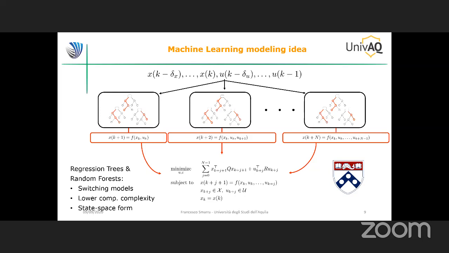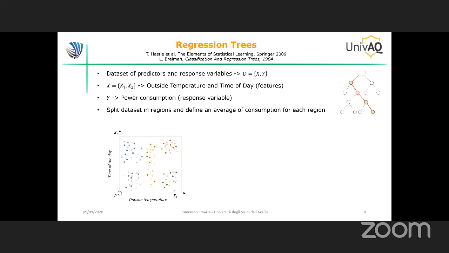But before going into the details of this methodology, I want just to give you an idea on how these regression trees work. In particular, consider, for example, a house where we can measure the outside temperature, the hour of the day, and the power consumption. What we want to do is to create a model to predict the power consumption of the house given the actual measurements of the outside temperature and the hour of the day. So the regression trees algorithm, in this case, we consider the CART algorithm, that is the first algorithm of the regression trees defined by Leo Breiman a while ago. This algorithm partitions the dataset into regions via binary splits following specific optimization rules that are defined within the CART algorithm.